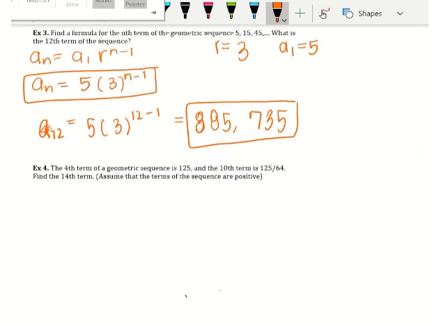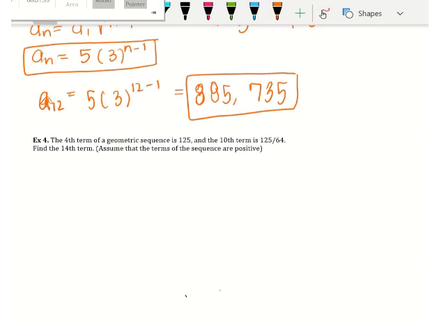All right, so example number 4 says the fourth term of a geometric sequence is 125. So A4 is 125. Then the 10th term is 125 over 64. Find the 14th term. So we're going to need to find what R is.